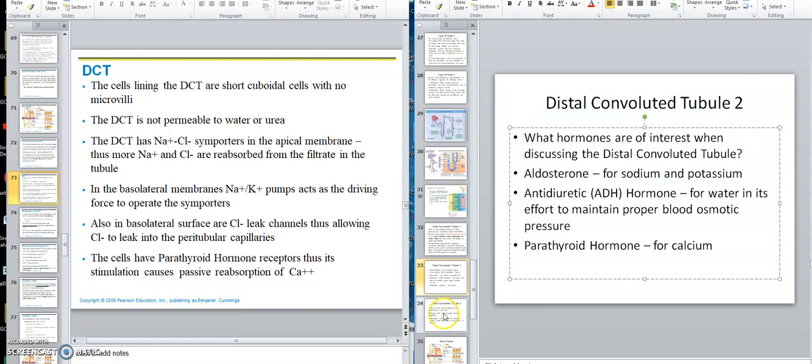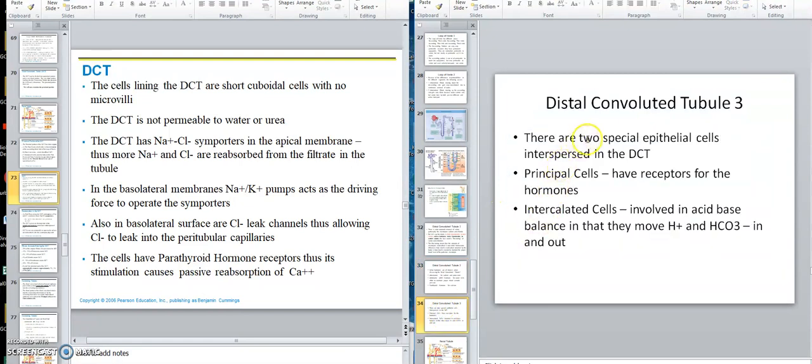So we go further. There are two special epithelial cells interspersed in the latter parts of the DCT. The principal cells, which have the receptors for hormones, and the intercalated cells, which have to do with acid-base balance. Okay, so let's go further here.